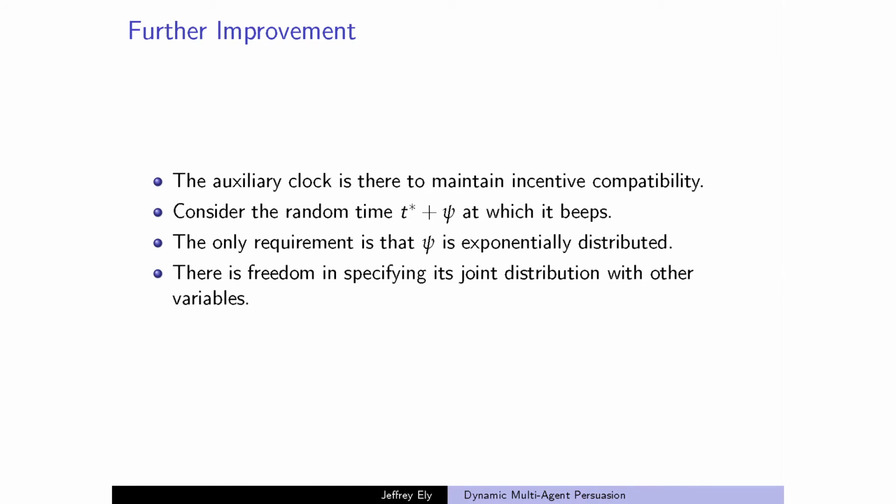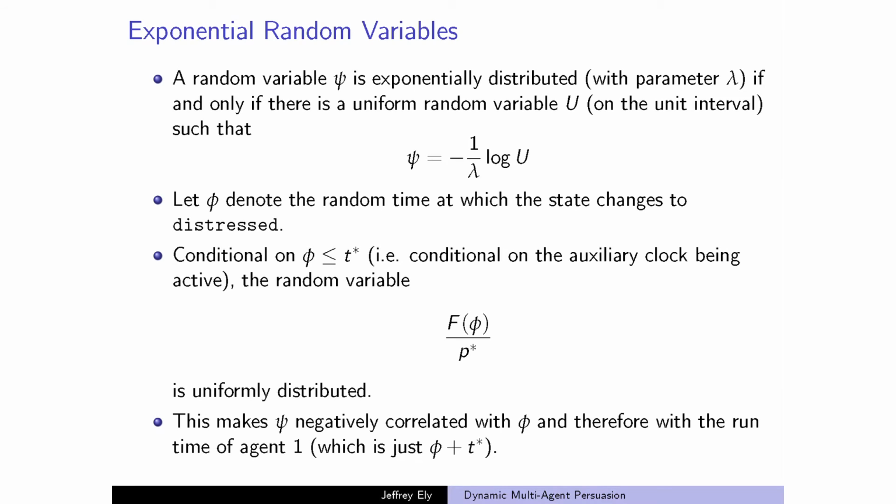Okay? So here's the idea. So first of all, here's just a basic observation. This is a characterization of exponentially distributed random variables. A random variable psi is exponentially distributed with the parameter lambda if and only if there's a uniform random variable u on the unit interval, such that psi can be written as a transformation of u, this transformation of u. Okay?